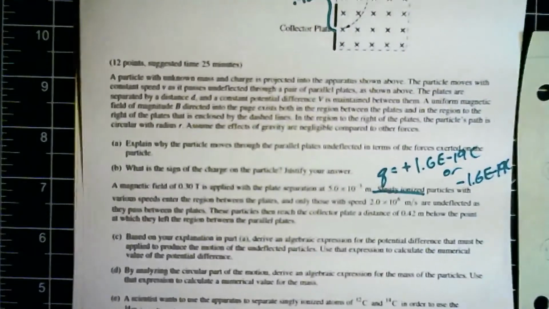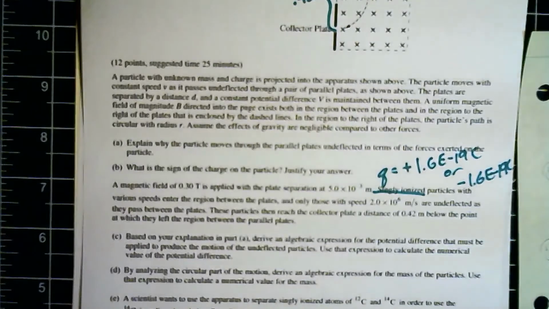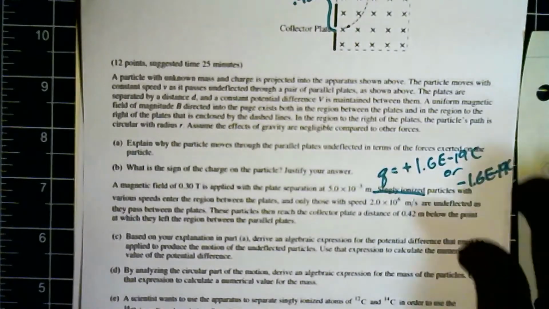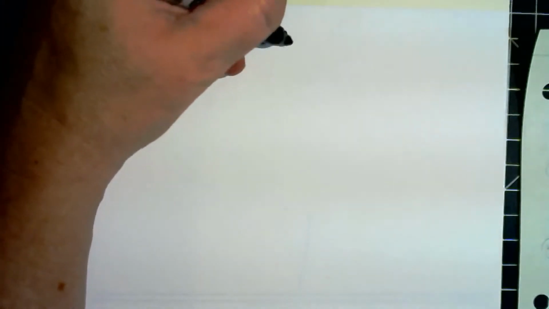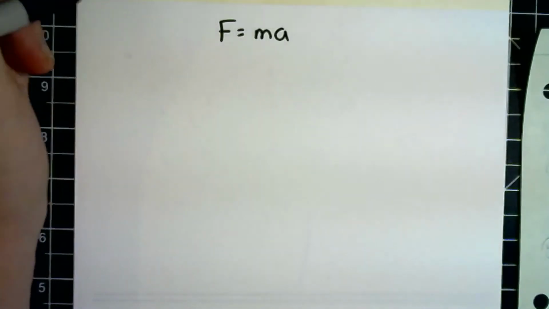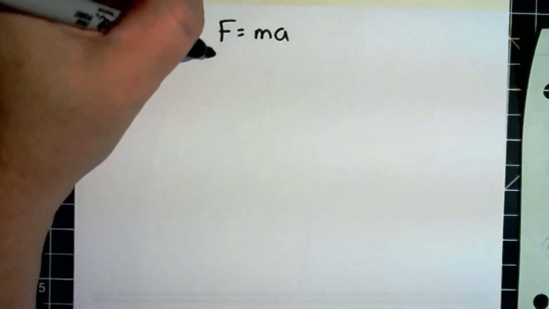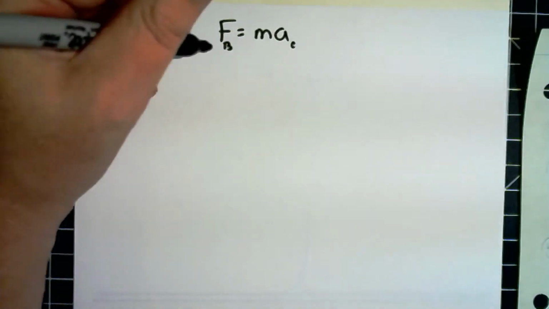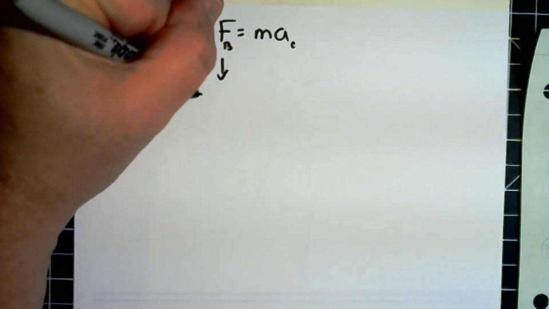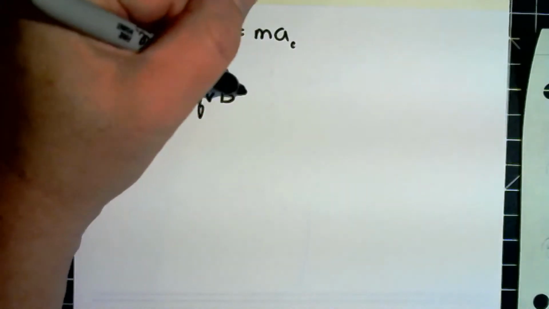All right. Part D asks, by analyzing the circular part of the motion, derive an algebraic expression for the mass of the particles. Use that expression to calculate a numerical value for the mass. Okay. So once again, we've done this already in the short answer practice, but F is equal to ma. That's where we start to derive anything. The force in this case is the magnetic force. The acceleration is a centripetal acceleration. So we'll make a substitution here. Magnetic force is Q times velocity times B.